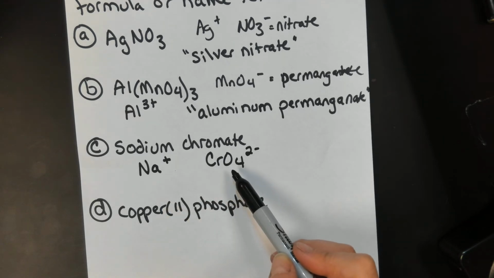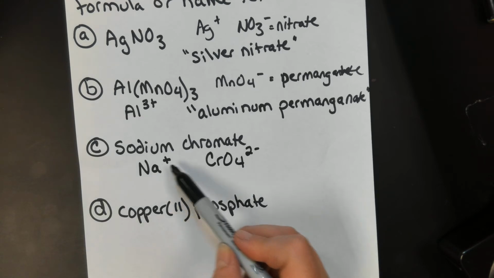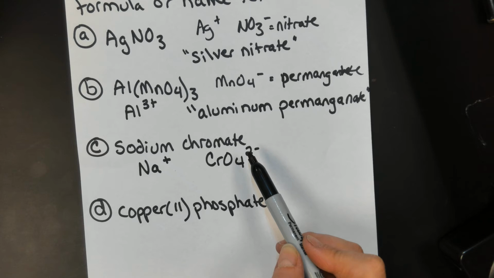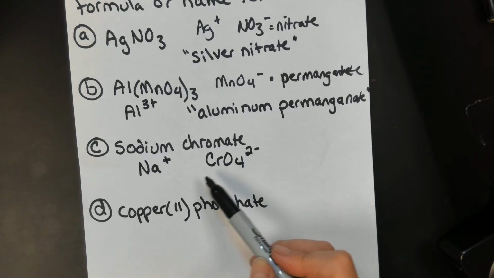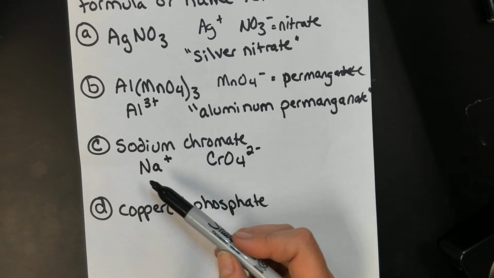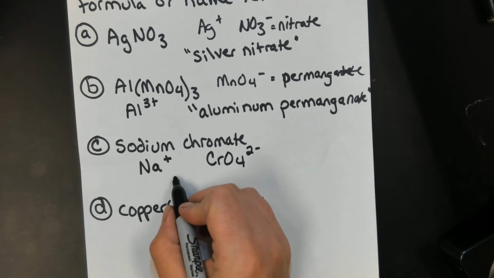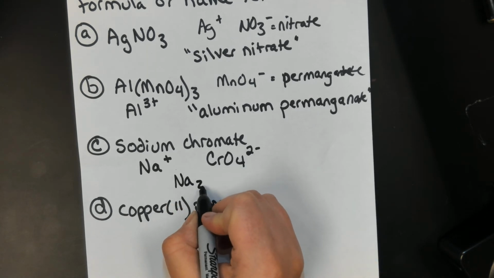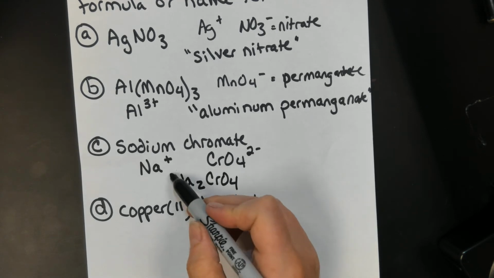So how do I make a compound out of these? I have a +1 on Na and a -2 on chromate. They have to be neutral. So if I have 2 Nas, that would bring a total of 2+, and that would balance out this 2-. So the formula would be Na2CrO4.